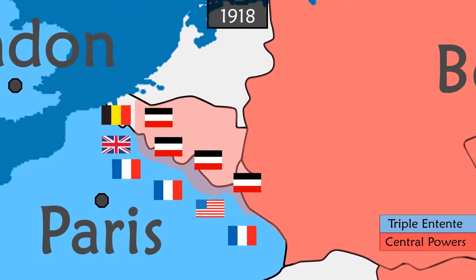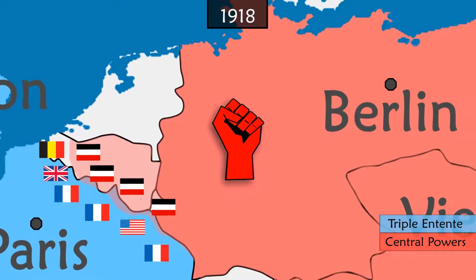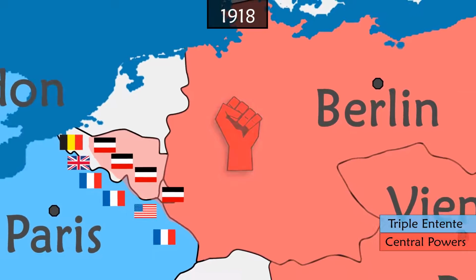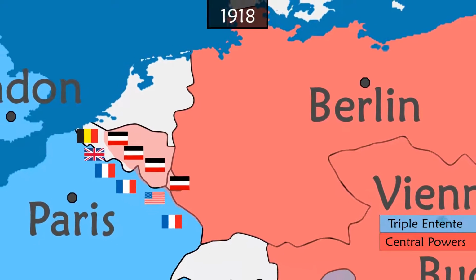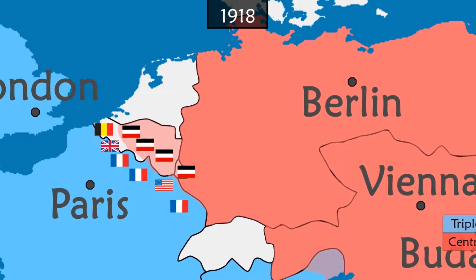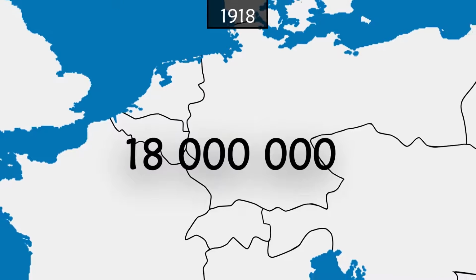In Germany, mutinies and a revolutionary wave force the emperor to abdicate and allows the signing of the armistice, marking the end of the Great War that kills more than 18 million people.